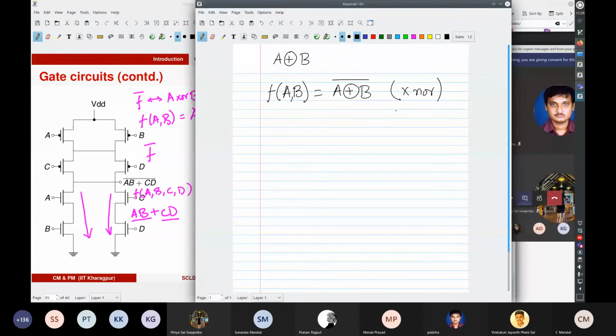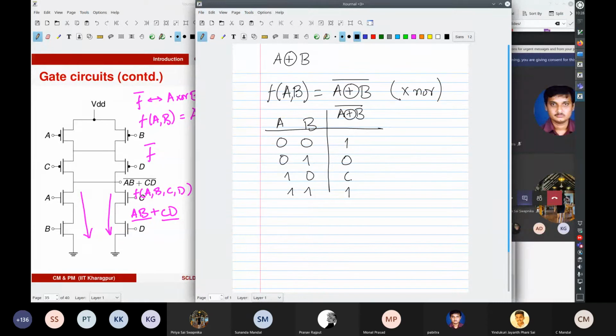All right, so what is the truth table of that? A, B, and A XNOR B. Let us get the truth table of that. So when is XNOR true? XNOR is true when both A and B have the same value, right? That's when XNOR is true. When both of them have the same value, and otherwise it is false.